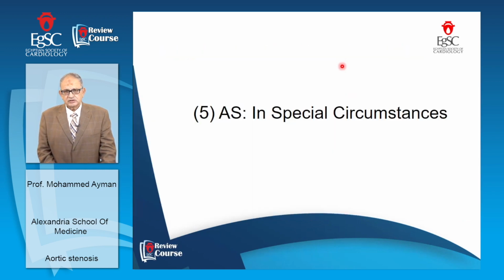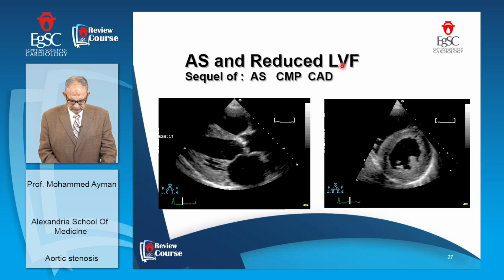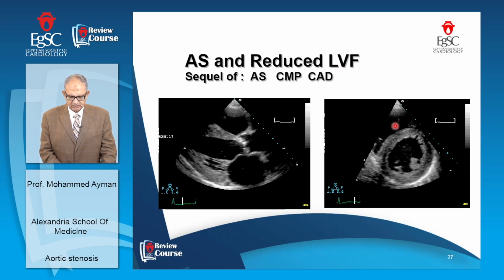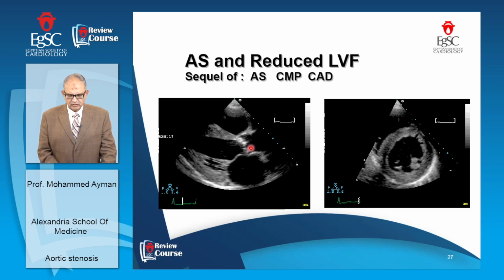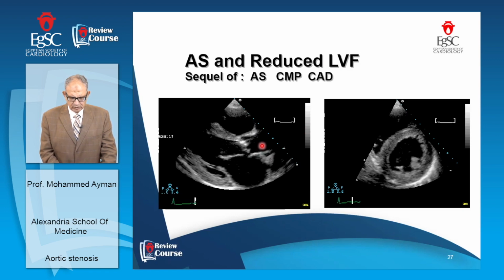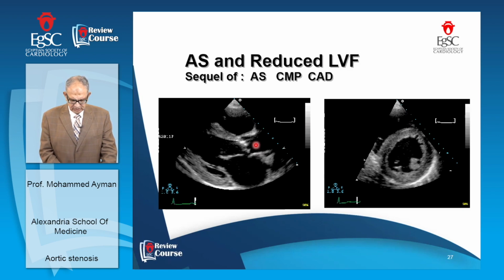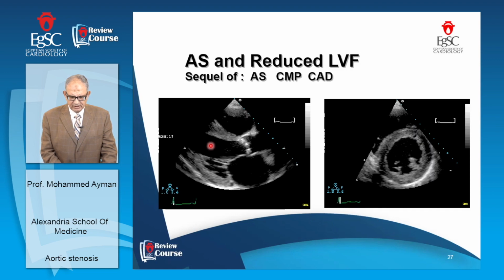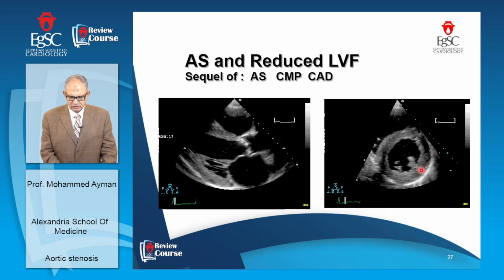Aortic valve stenosis in special circumstances. As you see here, this is a parasternal long axis of a patient and a short axis. This is a heavily calcific aortic valve, pointing to the presence of aortic valve stenosis. And as you see here, there is global hypokinesia of the left ventricle, as seen in this long axis and the short axis.